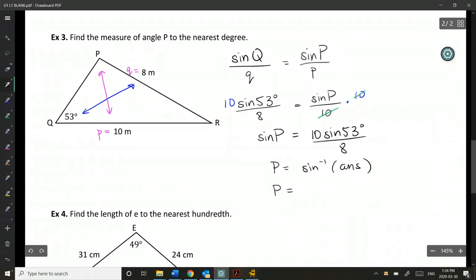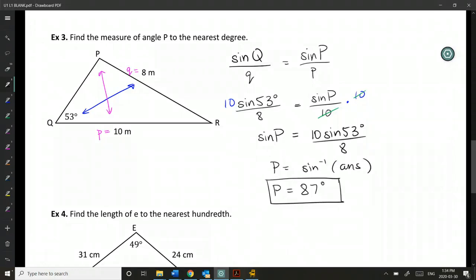Okay, and we are rounding here to the nearest degree. So that would be 87. Now, one thing to remember when you're using sine law is that the angle across from the additional side that you know can sometimes be an ambiguous case of sine law where it has two options.